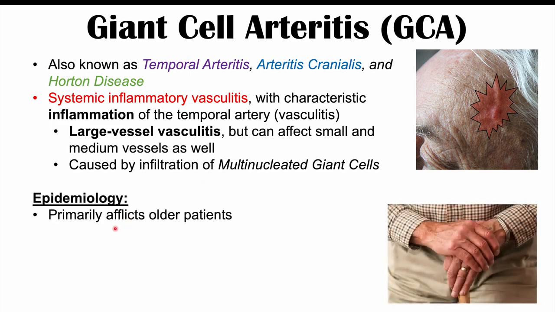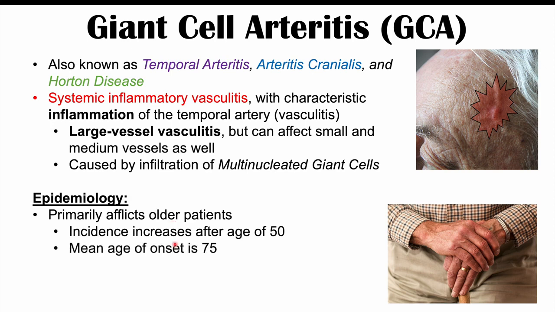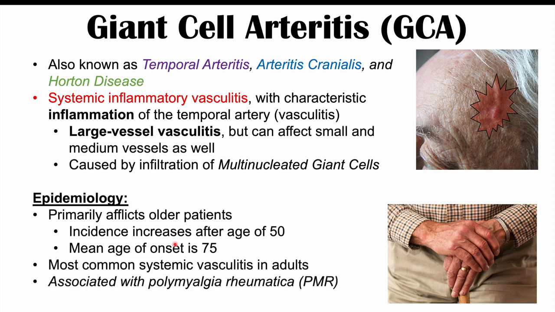So this condition primarily afflicts older patients, and the incidence of this condition increases after the age of 50. And the mean age of onset for giant cell arteritis is 75. This is actually the most common systemic vasculitis in adults, and it's associated with a condition known as polymyalgia rheumatica, which we're going to talk about as we go through this lesson as well, because there are important overlaps with these two conditions. And giant cell arteritis is actually estimated to affect anywhere from 5 to 30% of polymyalgia rheumatica patients. So it's quite important to recognize that there are some connections with these two conditions. So we'll talk about those as we go through this lesson as well.